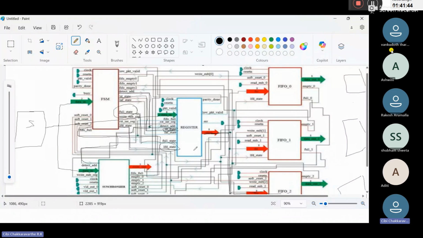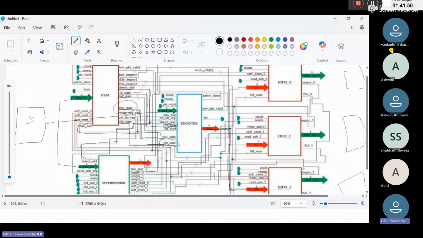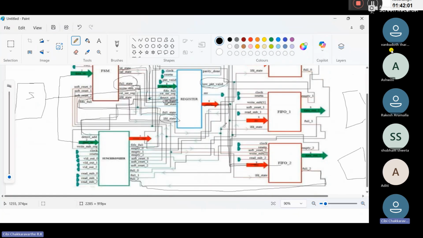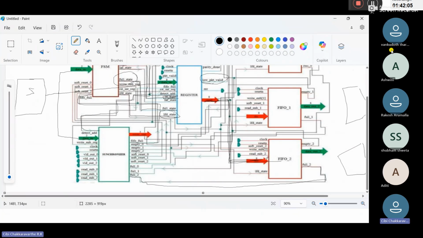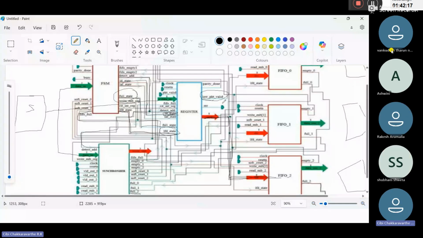Now, if our FIFO needs some more data, that is a very minimal amount of time, see this low packet valid will be asserted and the remaining data will be moved to this FIFO 2. There is a signal called load after full. After asserting this signal, our register will make the load packet valid high and our data will be transferred to the particular FIFO, that is in our case FIFO 2.